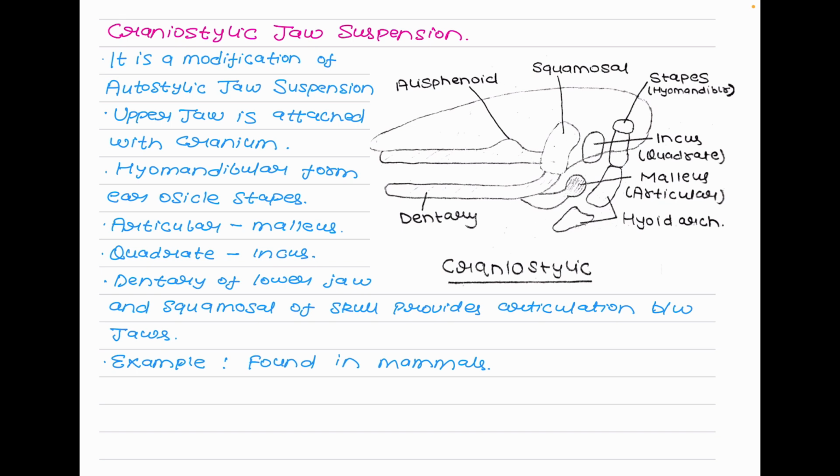Craniostylic suspension is the most derived form, representing a complete transition of jaw elements into the auditory ossicles of the mammalian middle ear, and this is found in mammals. Jaw suspension is not just about how the jaws hang. It tells the story of vertebrate evolution, feeding adaptation, and even how hearing evolved. From simple ligament-based suspension in primitive fishes to the highly specialized mammalian skull, this concept bridges anatomy, evolution, and function.